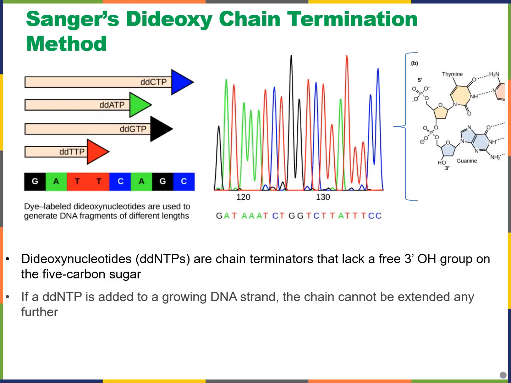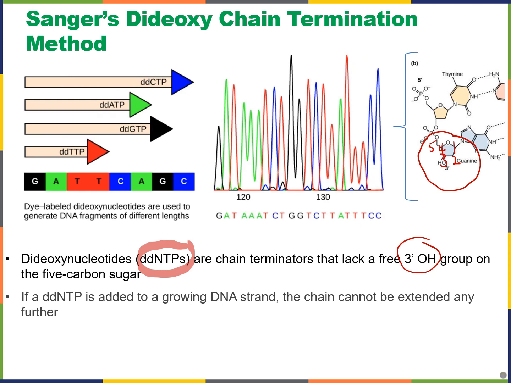Sanger's method is also called the dideoxy chain termination method. In this method, we use chain terminators, which are called dideoxy nucleotides, or ddNTPs. These are interesting because they lack a free 3' hydroxyl group on their 5-carbon sugar. Remember earlier we numbered these sugars: this is carbon number 1, 2, 3, 4, and 5.